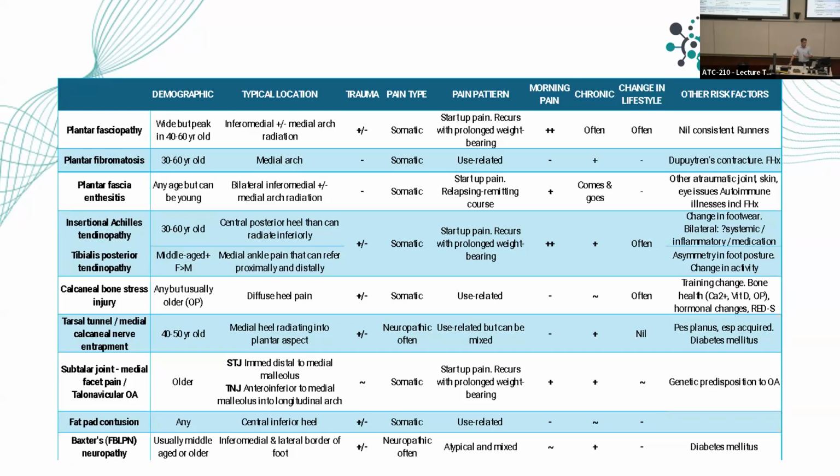The other big mimic for me is middle facet subtalar joint pain. It can really radiate into that area, and unless you palpate for it carefully, then it can be missed. And then the nature of the pain, the history you get, can guide you on whether you think there's a compressive neuropathy present.